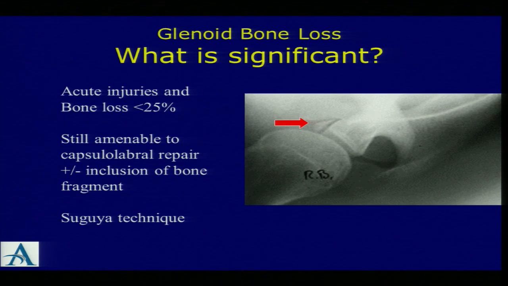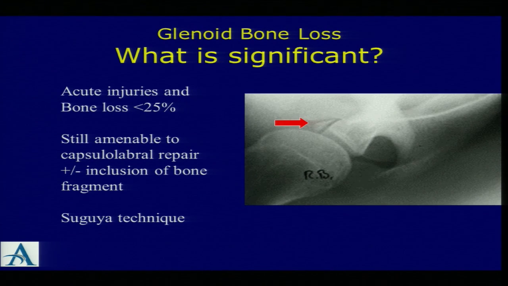So glenoid bone loss, what's significant? Again, the 25% number seems to be the one that we throw around the most. Acute injuries are fairly straightforward and amenable to arthroscopic means. The Sugaya technique, there's a Provencher technique, they're all about the same.